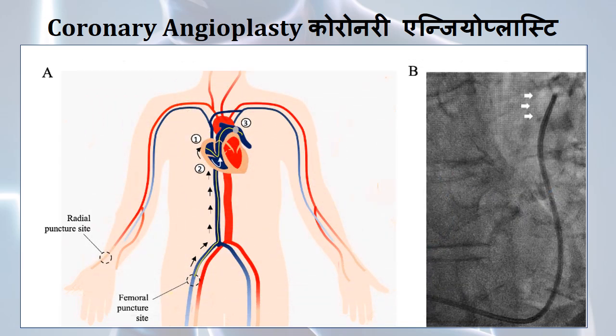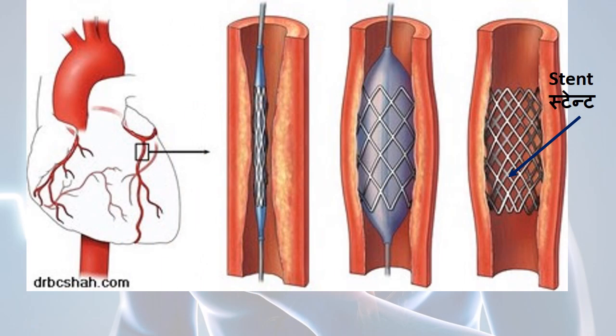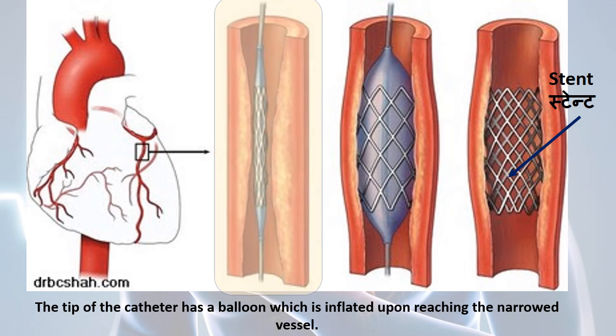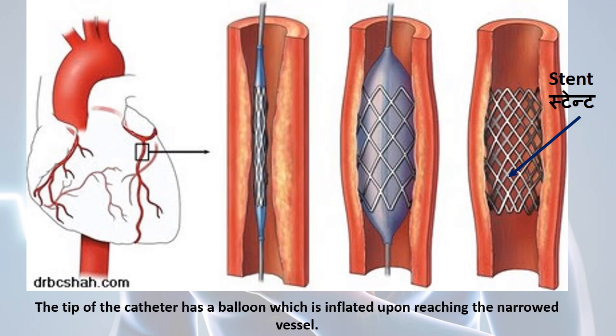The catheter is inserted along the artery, and through the artery the catheter travels toward the heart. And as we have already seen through the angiography which part of the coronary artery is blocked, the catheter can easily get to that part of the coronary artery. After the catheter is inserted, you can see in this diagram, the tip of the catheter has a balloon which is inflated upon reaching the narrowed vessel.